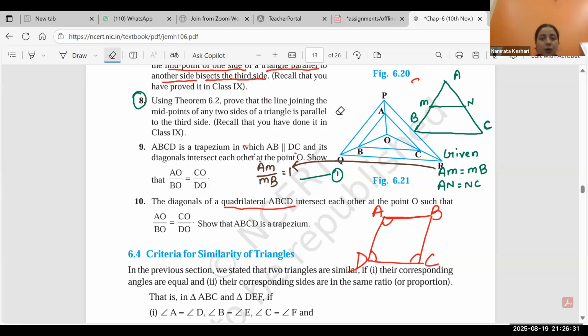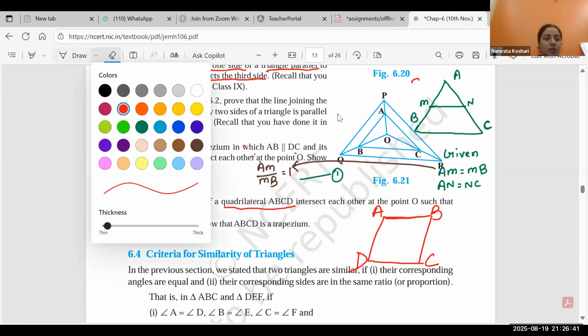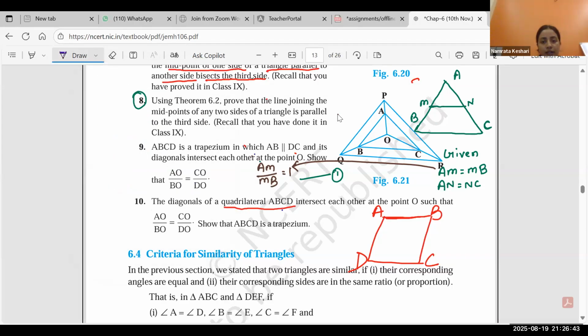Having a quadrilateral ABCD, the diagonals of the quadrilateral ABCD intersect each other at a point O. Both the diagonals, this one and this one, are intersecting each other at a point O, such that the ratio is same. ओके इस बार हमें क्या दिया गया है? रेशियो सेम। और हमसे क्या बोला जा रहा है कि अब प्रूफ करके दिखाओ कि ये कोई ऐसा वैसा क्वाड्रिलेटरल नहीं है, ये ट्रिपेजियम है। आ रहा है समझ में?